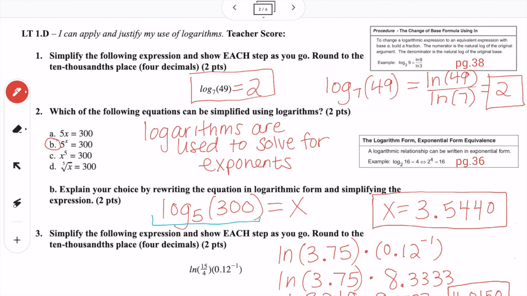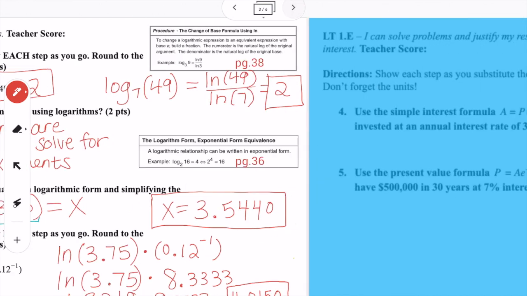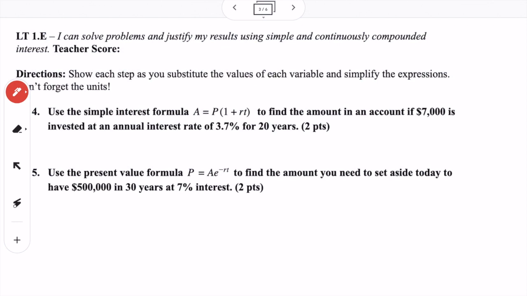There is one more learning target, which was 1E. That is solving problems using simple and continuously compounding interest. This is the one where we have all the financial formulas. In each problem, they're going to give you exactly which formula to use, and we are plugging in or substituting the variables to simplify. So on number 4, we're using the simple interest formula here that's given.